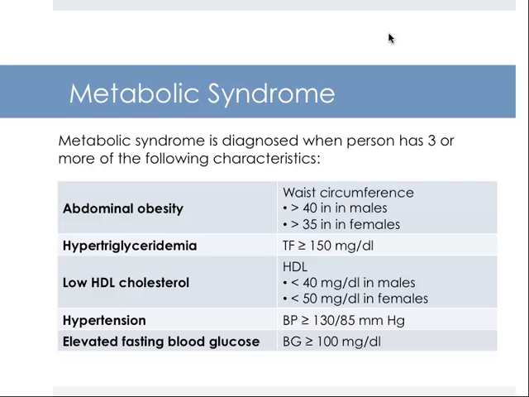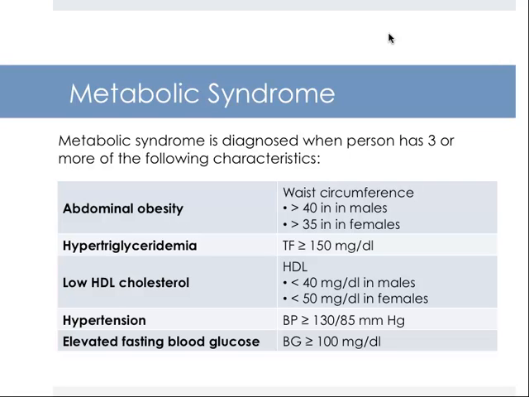So let's say we have a man, and I'll give you a couple examples here. Let's say we have a man, and his waist circumference is 38 inches. His triglycerides are 185. His HDL is 38. His blood pressure is 120/80. And he's got a blood glucose of 101. I'll say those parameters again, and you can write them down. And then the question is going to be, does he have metabolic syndrome or not?